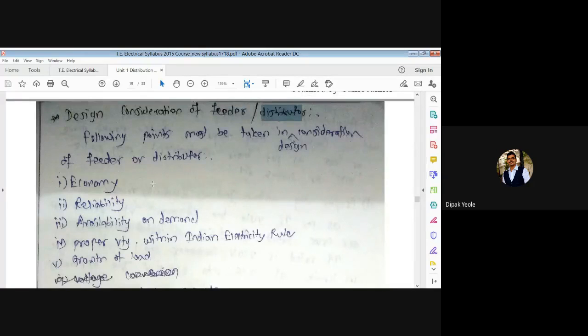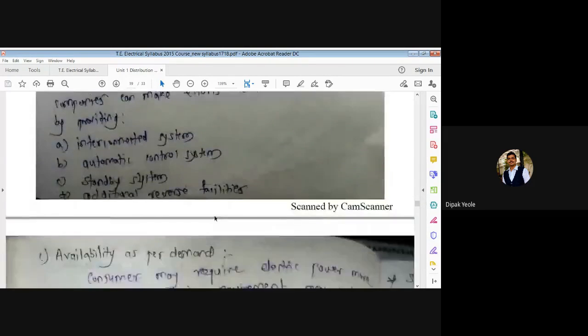Economy, ऑब्विसली बजेटसाठी आपण त्याला चिंतित असतो नेहमी. रिलायबिलिटी, ती गोष्ट रिलायबल असली पाहिजे, त्याच्यावर आपण विश्वास ठेवला पाहिजे. कंटिन्युटी ऑफ सप्लाय इज अवेलेबल. अवेलेबिलिटी ऑफ डिमांड मीन्स व्हॉट, जेवढा डिमांड तिथे गरजेचा आहे तेवढा त्याने कॅरी करणं गरजेचं आहे. प्रॉपर व्होल्टेज विथिन इंडियन इलेक्ट्रिसिटी रूल प्लस ऑर मायनस 6%, इंडियन इलेक्ट्रिसिटी ऍक्ट 2001, that you have to remember. And growth of load. अर्बनायझेशन अँड इंडस्ट्रियलायझेशन मध्ये ते फीडरने तेवढं लोड कॅरी केलं पाहिजे. So this is the design consideration. This is the explanation, you can read on your own.